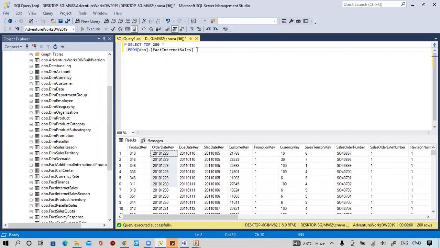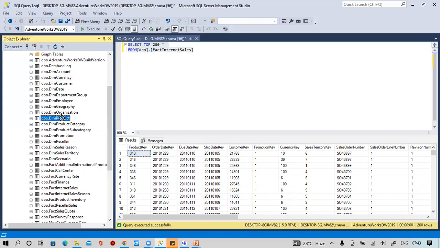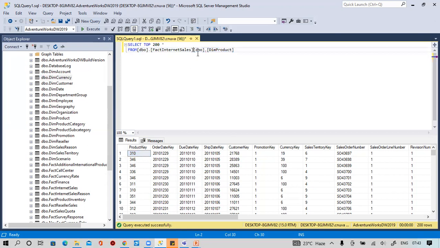So this is the table. Let's say product. Here we have a key. Definitely somewhere in the database there is info on the product. Come here, you would see there is a dim product. Come here, show it. See, select.